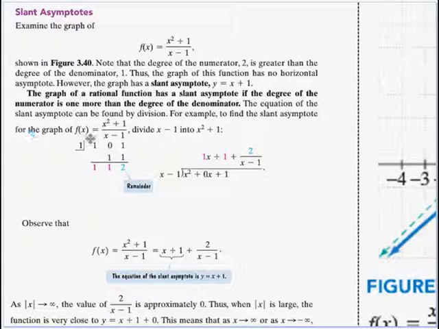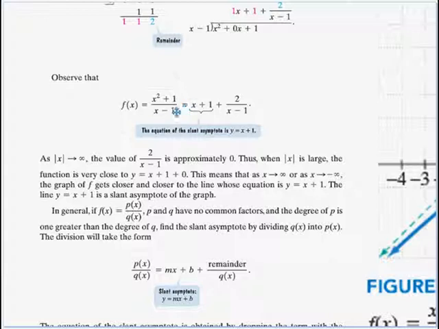For example, to find the slant asymptote of this, we divide x minus 1 into the numerator x squared plus 1. We can use a little synthetic division. Don't forget a 0x to the 1st for the missing power of x. Synthetically divide, and we get 1, 1, 2. The remainder is 2. So we can look at that as 1x to the 1st plus 1, plus the remainder over x minus 1. Observe that x squared plus 1 over x minus 1 is equal to x plus 1, which is a line, plus this remainder. The equation of our slant asymptote is this line, x plus 1.